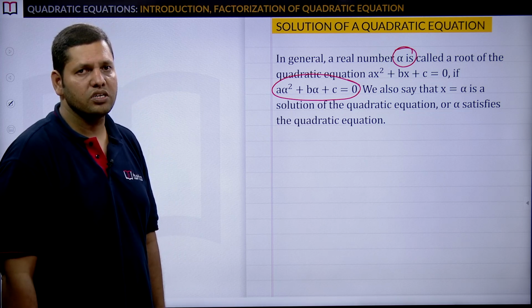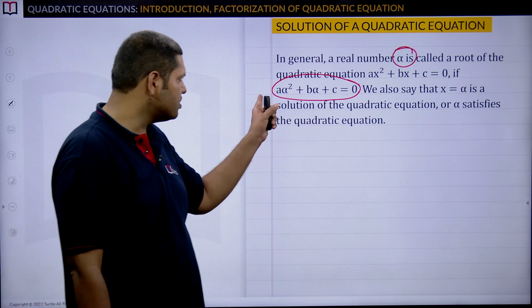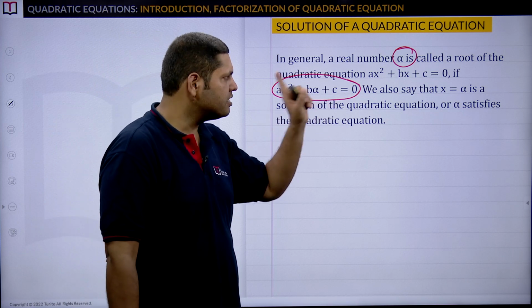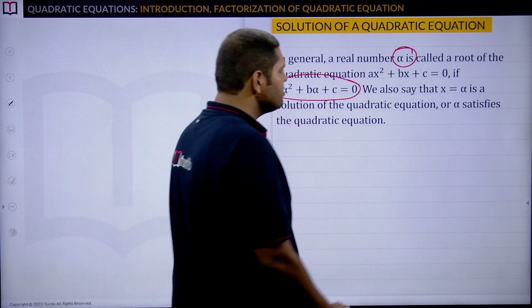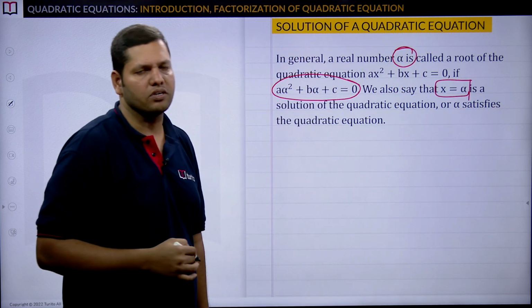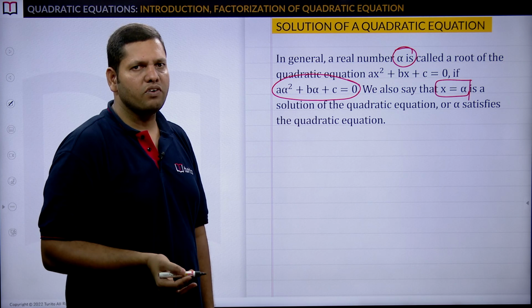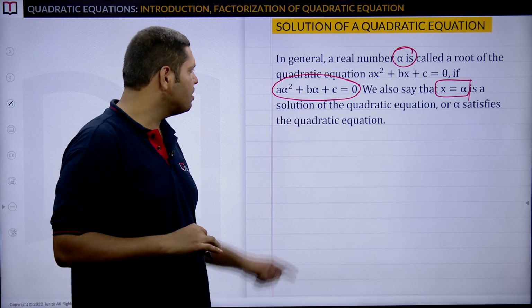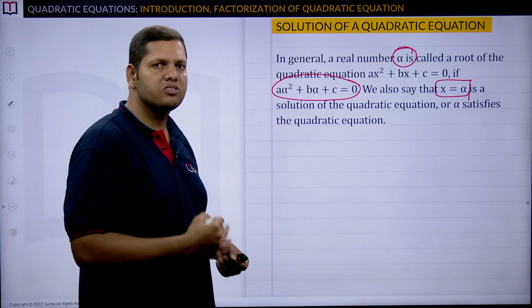If alpha is a root of the equation, it means a alpha square plus b alpha plus c is equal to 0. Then what can we say, children? x is equal to alpha is a what, children? A solution of the quadratic equation. So alpha is a solution. Solution means when we put it in the given equation, we get the LHS value equal to the RHS value.